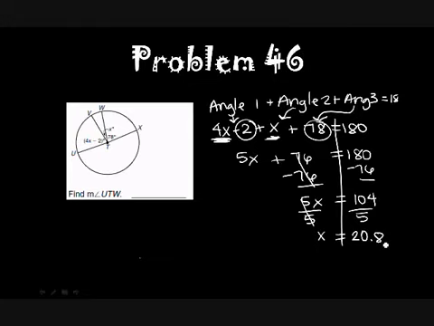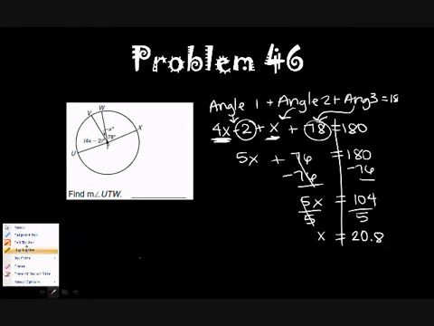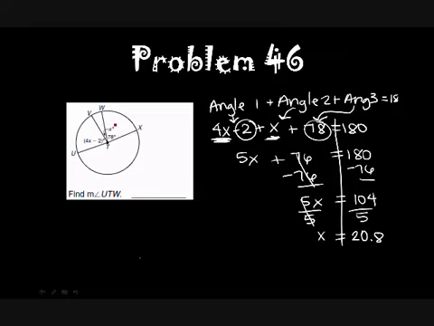Okay, and so the question is asking us to find UTW. So UTW is this right here. Okay, so I'm going to do this one first, and we're just going to do it separately. So we have 4 times 20.8, which is our x, minus 2. And so you get 81.2 here. And then this one here would be 20.8. So we're going to add those together now. And you get 102 degrees.